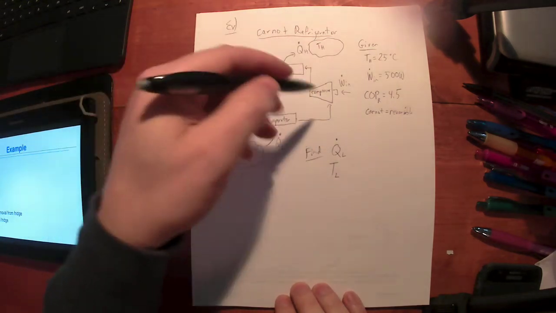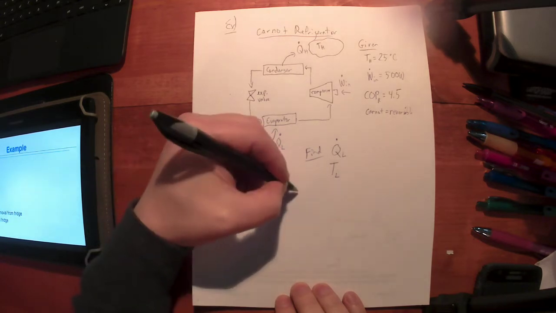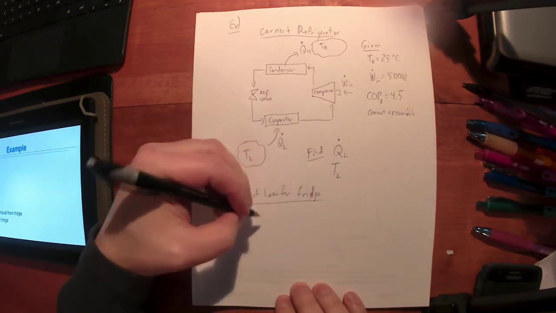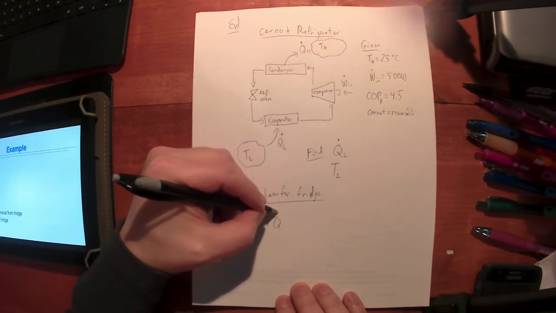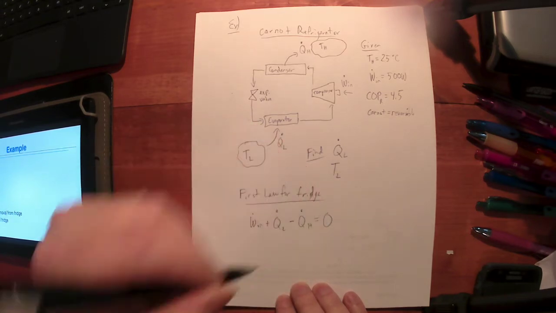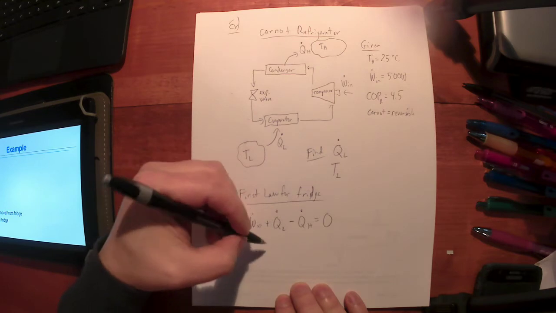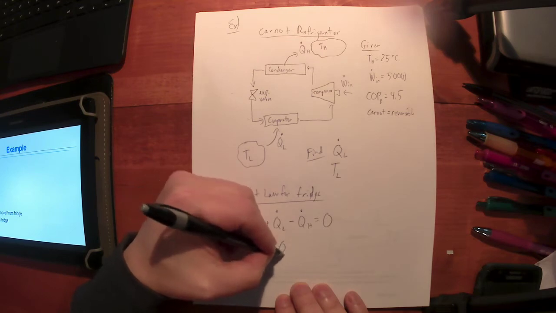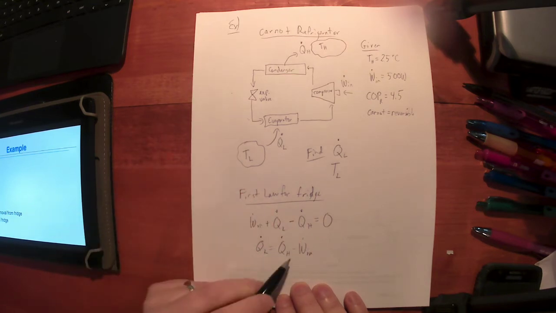Well, if we look at the entire refrigerator and we do first law for the refrigerator, the first law says I've got a power input. I'm putting in Q dot L, so both of those are added. I'm removing Q dot H, so that's a negative, and it's a cyclic system, so that all adds up to 0. So if I need Q dot L, I could find that through Q dot H minus the power input. Now I know the power input, but I don't know Q dot H.